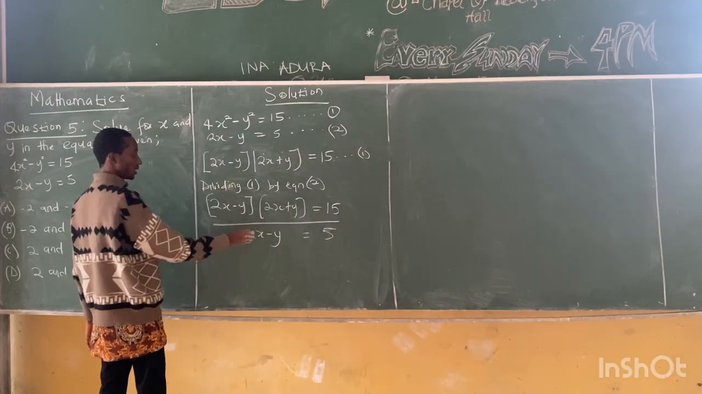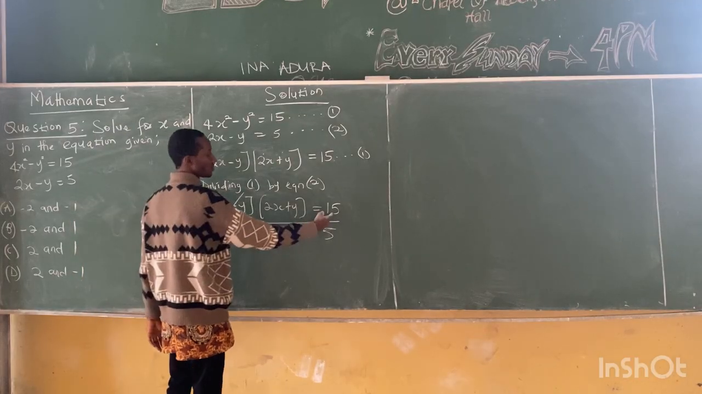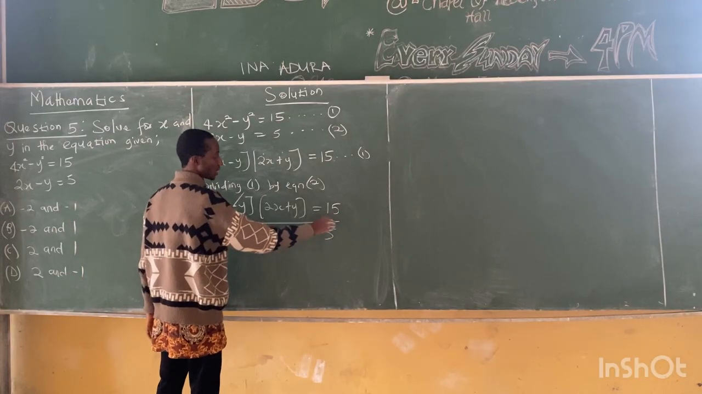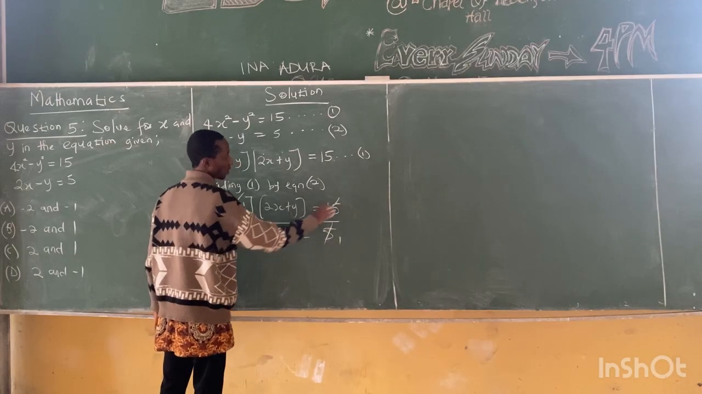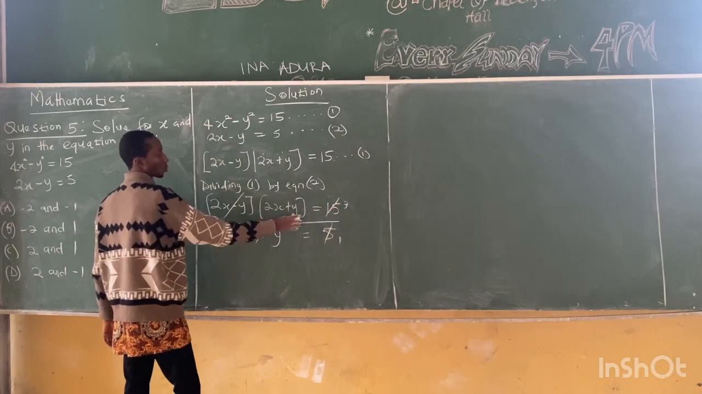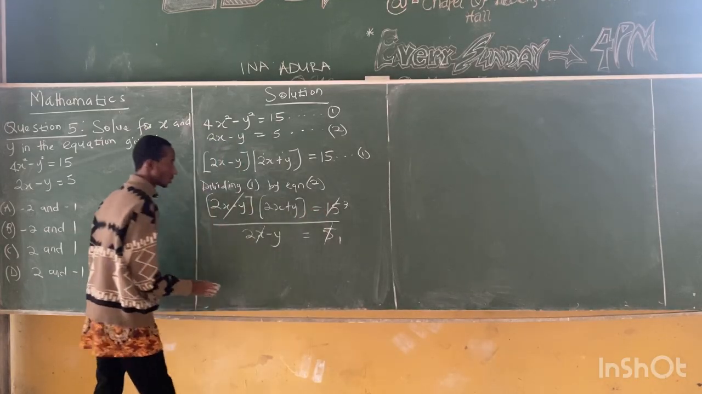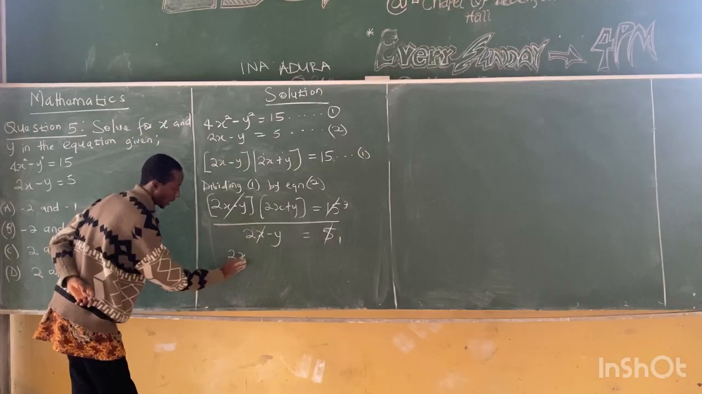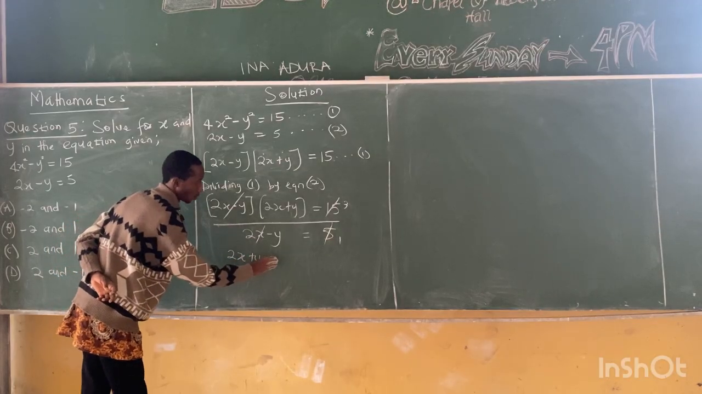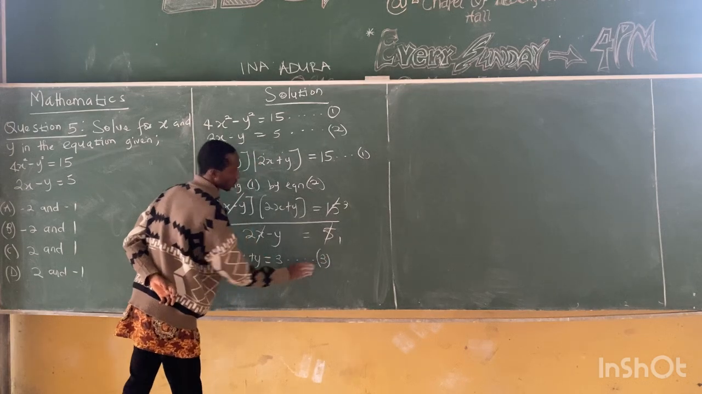So if we divide, this will take away this, right? We have 15 and 5. 15 divided by 5 is 3. So what we have is 2x plus y equal to 3. Let's call this our equation 3.